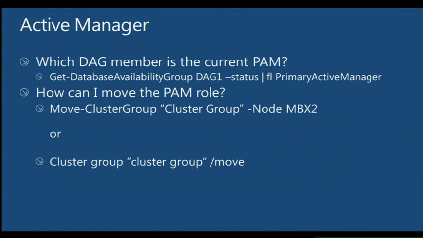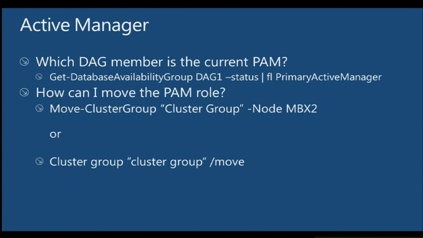So that begs the question, how do you find out what server is actually the PAM? One way to do it is you could run the Get-DatabaseAvailabilityGroup cmdlet with the Status parameter. That's a parameter we have for some cmdlets. When you add the Status parameter, it's going and getting extra information that you don't get back without it. It's a bit more of an expensive operation when you use the Status parameter, but it's the only way within the Exchange cmdlets to find out where the PAM is.